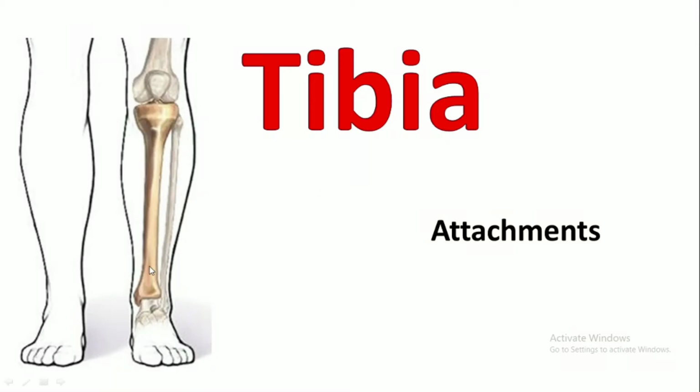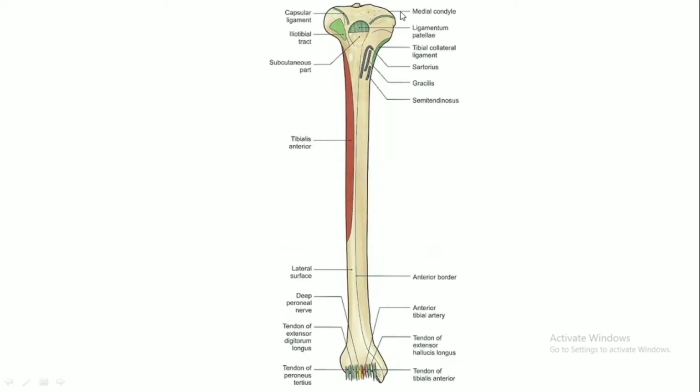In this tutorial we will see the attachments over the tibia. Here this is the anterior aspect of the tibia. We know this is the upper end, this is the shaft, and this is the lower end. First we will see the attachment over the medial condyle.